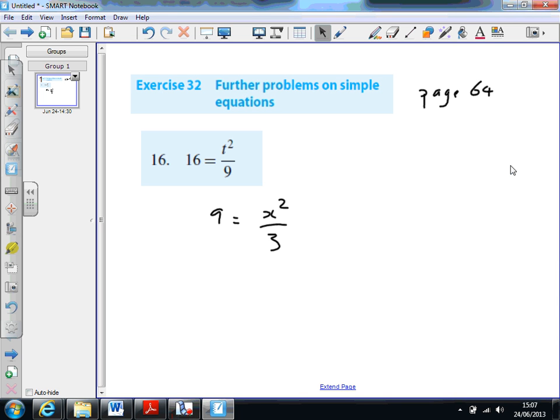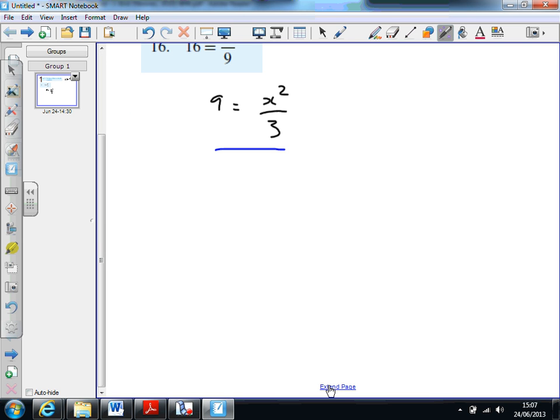Exercise 32, page 64, question 16. Now we have a situation in reverse to the ones we were just looking at, in a way. I've got a t squared term in here. So finally I want to end up with t squared equals something and then square root to get rid of that. But that has a consequence that we'll discuss. We'll look at an example similar, and you can have a go at one in the textbook.